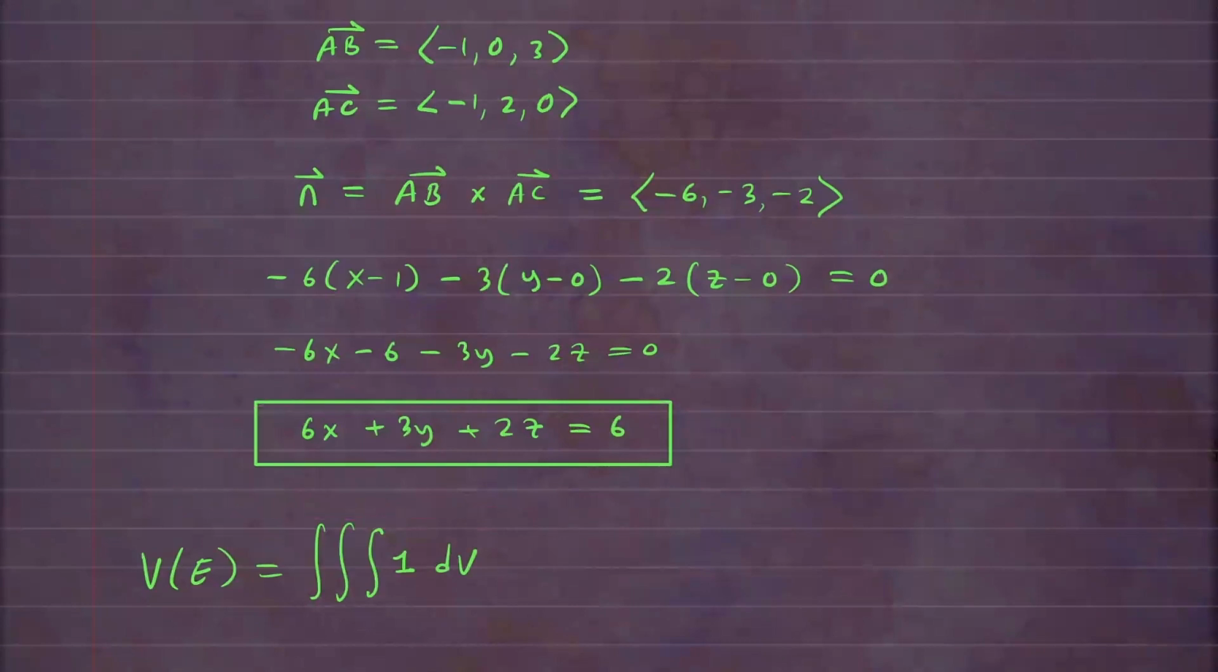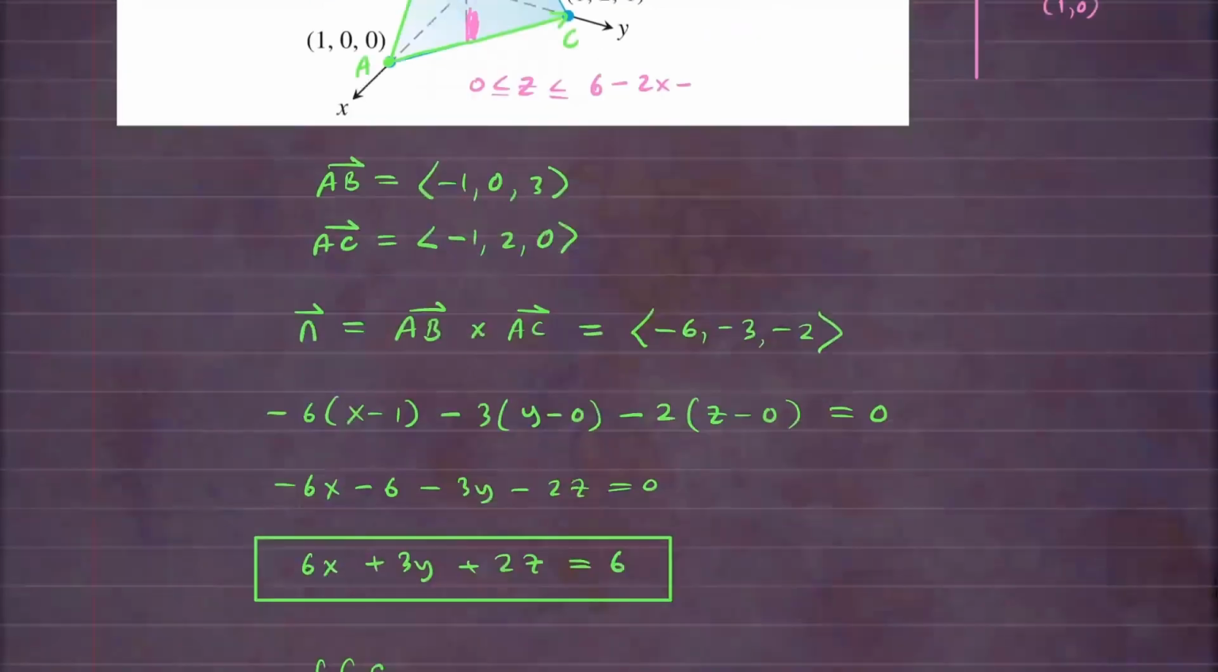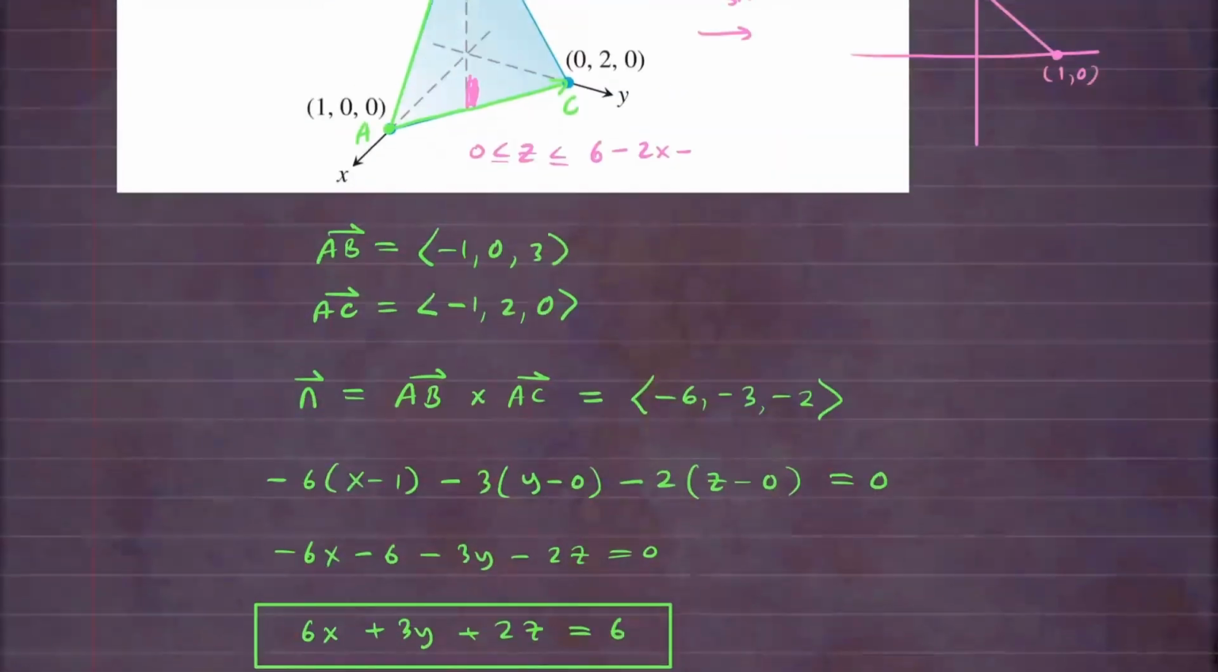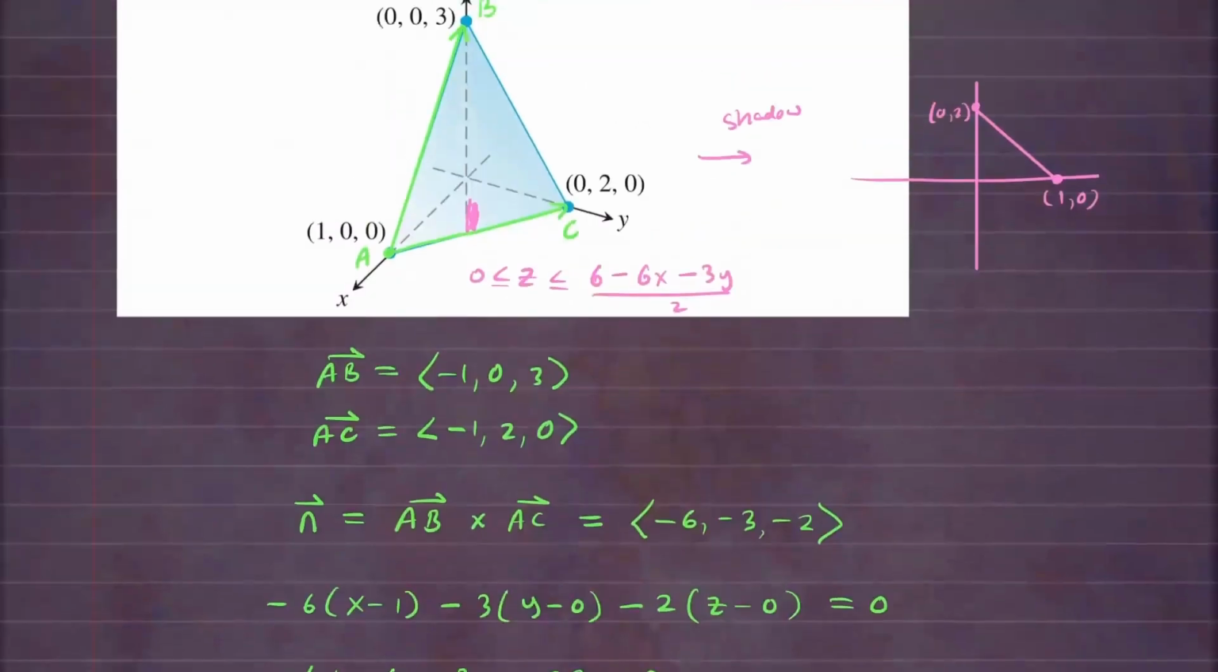So if you solve for z, you can subtract 6x minus 3y and divide by 2. So the top surface is going to be 6 minus 2x minus 6x, I'm sorry. So this will be 6 minus 6x minus 3y divided by 2. So that's the top surface. And then the bottom, the floor, is going to be our region R. So we'll set up a double integral in this region.